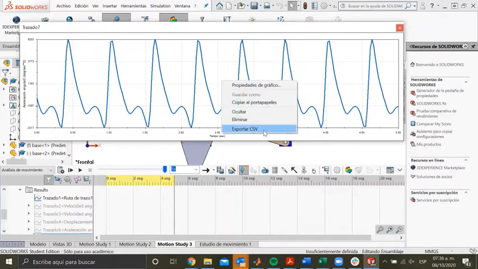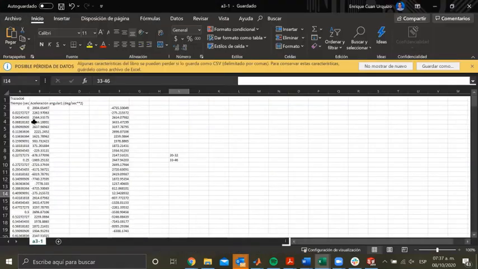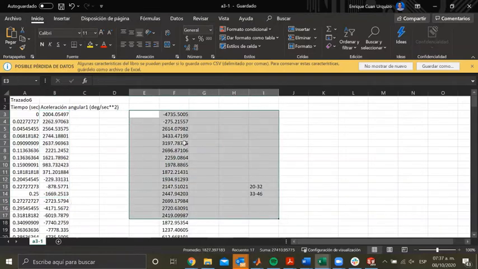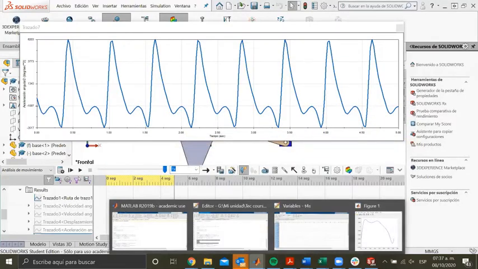Right click, export CSV, you get an Excel file, you copy that Excel file to, I think I have the Excel file here so I can show you. This is the Excel file you get when you export it. These are the two vectors you get, seconds and magnitude of acceleration, or it could be with respect to an axis. Ignore this, you don't need it, this is something else. So you have this vector, you can copy that information and you put it in MATLAB.